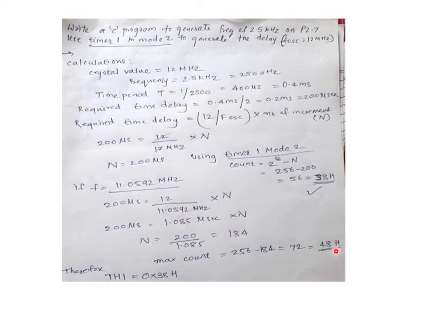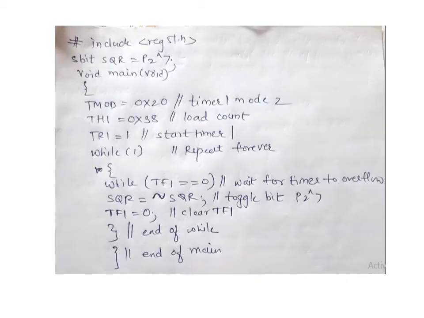So this is the hex value. So TH1 will be 0x38 for frequency 12 megahertz as given in the program. So we will now see the program. Hash include reg51.h. In the program it is given port 2.7. So we will use sbit SQR is equal to P2^7.